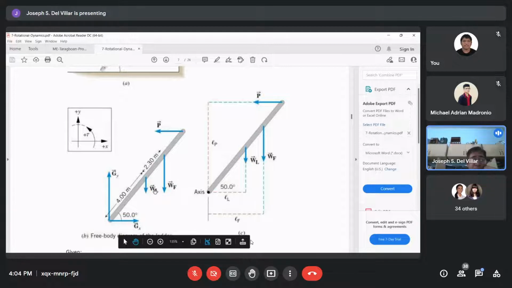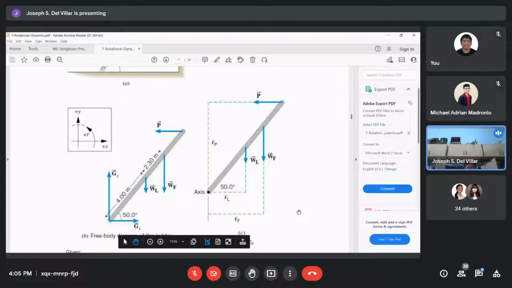Itong W sub L is the weight of the ladder. 4 meters. Nakita nyo? 4 meters siya. Okay? And ito yung weight ng firefighter. 2.3 plus 4, ito na yung 6.3. Okay? Ito, if you add. Okay? So our objective is to find the force P and the GY and the GX. Okay?